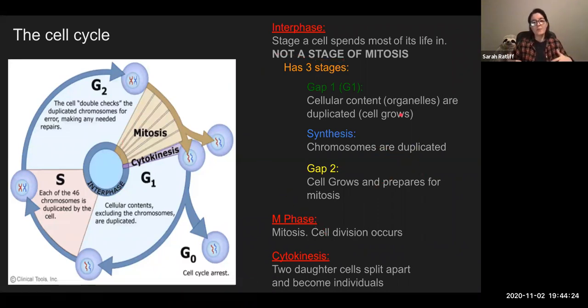We enter into M phase. M stands for mitosis. This is where the actual cell division happens. We're making those copies, we're starting to stretch. And then lastly, our third, cytokinesis.